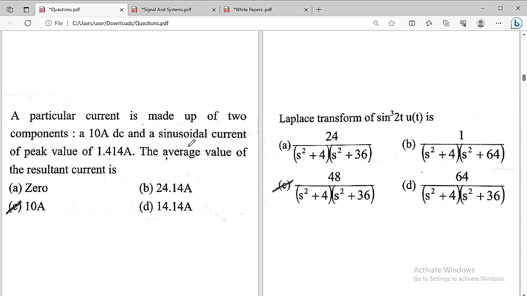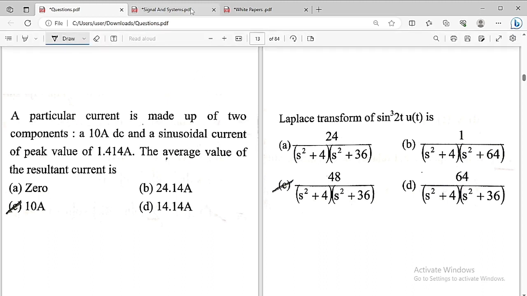Basically in this question, the current is a combination of a DC current and an AC current. The DC current is 10 ampere and the AC current, which is sinusoidal, has a peak value of 1.414. From this we have to find the average value of the resultant current. This 10 ampere is the correct solution of this question. So let's solve this numerical.